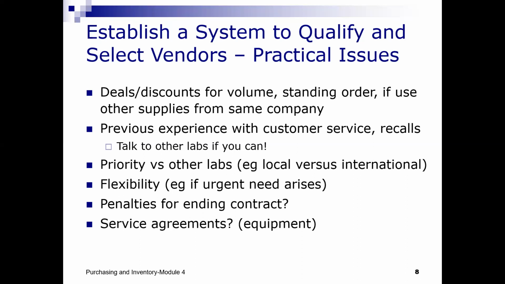Your priority versus other labs. Working in Canada, we're just across the border from the US, and our population is much smaller than the American population. So when it really comes down to it, sometimes it's hard for us to compete with big American labs for supplies. If there's going to be a limited supply of things, they'll sometimes go to larger labs. You don't have much control of that, but it's nice to know ahead of time if it's going to be an issue. Like flexibility: if you need an urgent box of something because you forgot to order it, how fast can they get it to you?